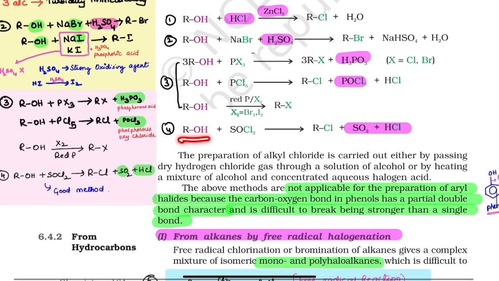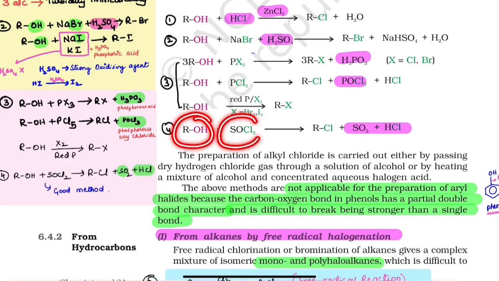And then next is fourth, with thionyl chloride. SOCl2 is called thionyl chloride. When you are treating alcohol with thionyl chloride, again remove OH and we are placing halogen over there, which is Cl. And the byproducts are SO2 and HCl.